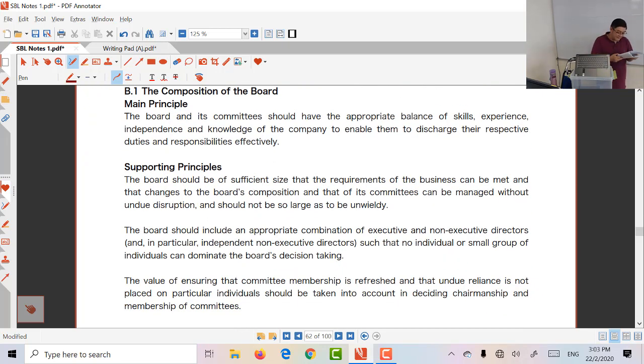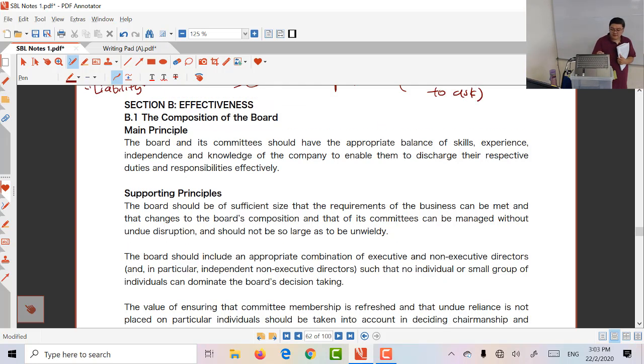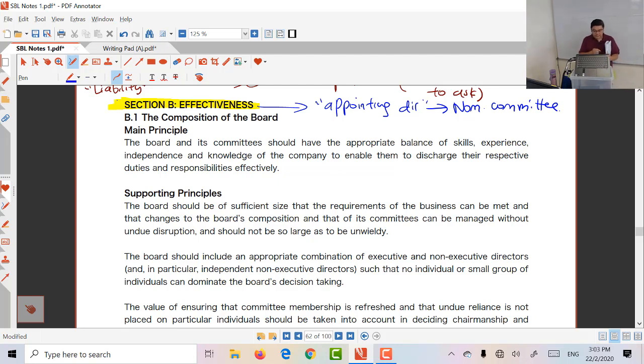Now, this is the part where they will start discussing nomination. Okay? So section B, we are entering into the process of appointing directors. Now, the nomination committee comes in. Now we're going to run through a couple of items that concern appointment and nomination.